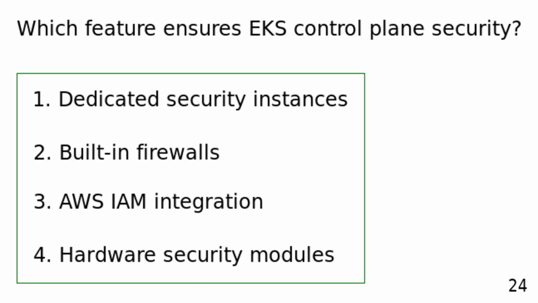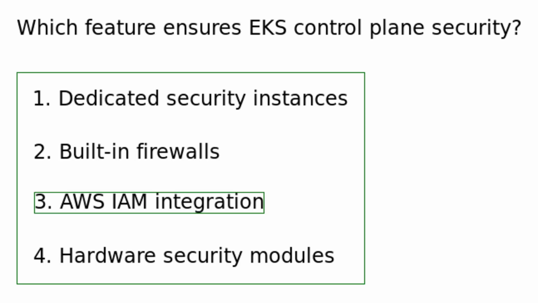Which feature ensures EKS control plane security? Dedicated security instances. Built-in firewalls. AWS IAM integration. Hardware security modules. EKS integrates with AWS IAM to provide fine-grained access control for your Kubernetes API server.